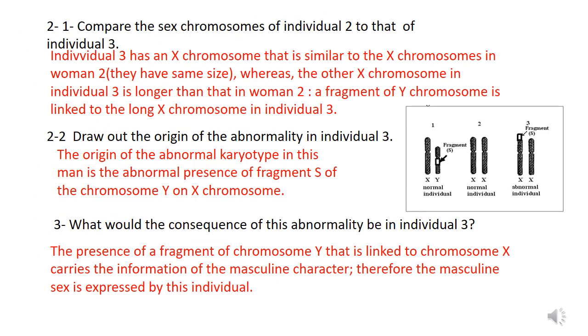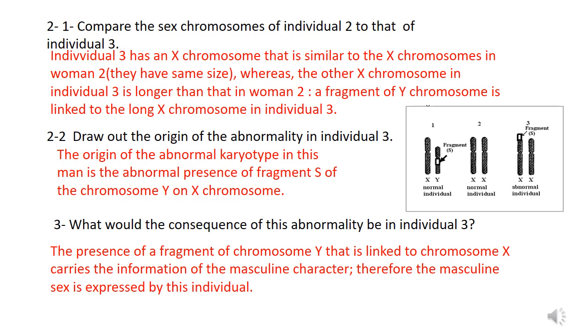2.1. Compare the sex chromosomes of individual 2 to those of individual 3. Individual 3 has an X chromosome that is similar to the X chromosomes in woman 2. As you see in the figure, 3 has one X chromosome that is similar to both X chromosomes in woman 2. They have the same size, whereas the other X chromosome in individual 3 is longer than that in woman 2. A fragment of the Y chromosome is linked to the long X chromosome in individual 3.